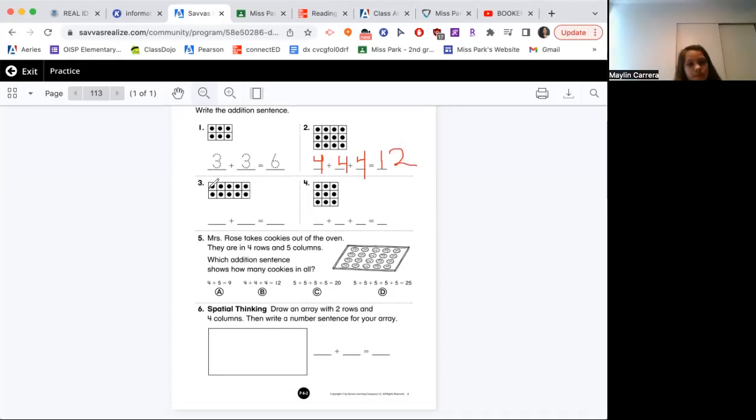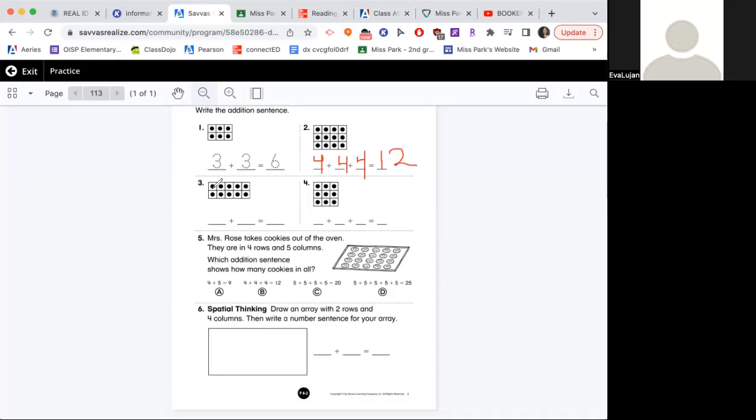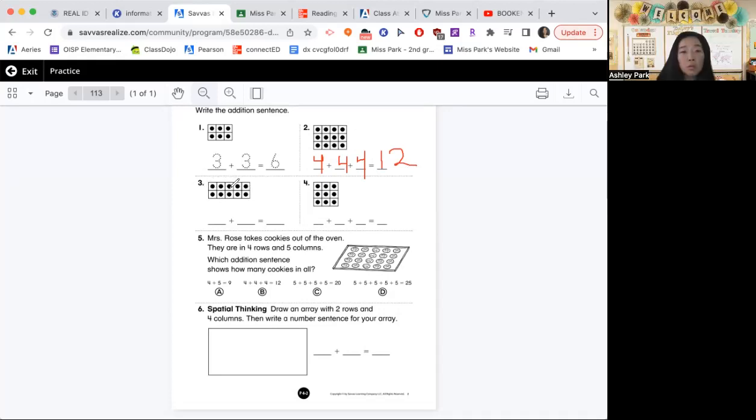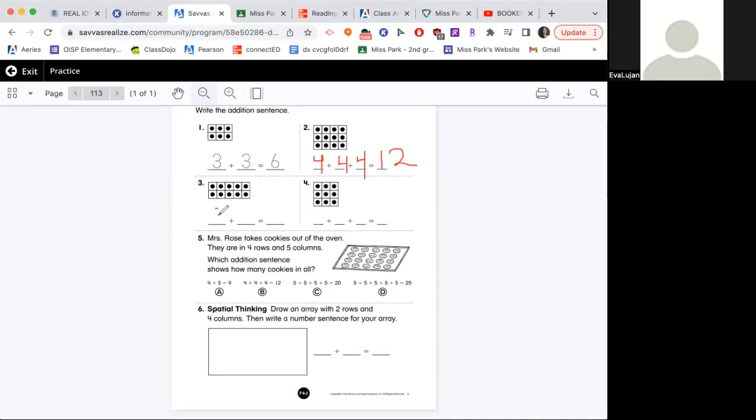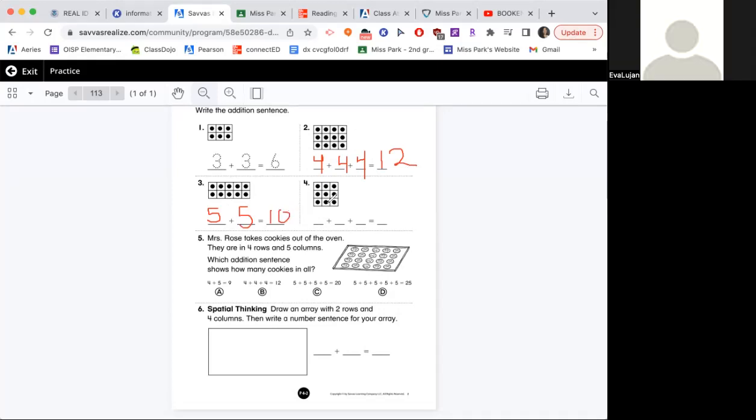Okay, number 3. How many rows are there? 2. There are 2 rows, and how many boats are in each row? 5. 5. So you're going to do 5 plus 5. What is 5 plus 5, boys and girls? 10. 10.